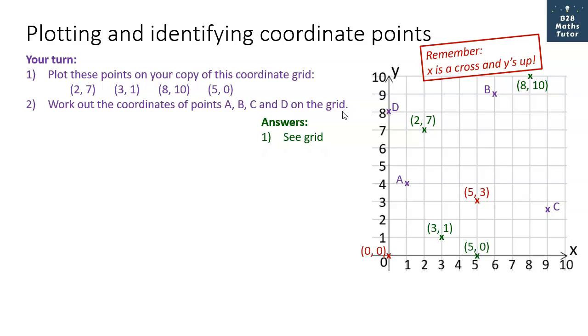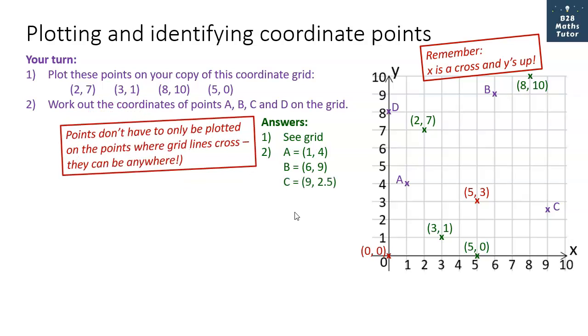Then for A, B, C and D, A is 1 across and 4 up, so that gives you 1, 4. B is 6 to the right and 9 up. C is 9 to the right, and it's actually between 2 and 3, isn't it? It's midway between 2 and 3, so that makes it 2.5, 2.5 up. So the points don't have to always just be plotted on the points where the grid lines cross. They can be anywhere. Just like when you plot a graph, they're not always on the grid lines, are they? And then we've got D, which is 0 across and 8 up.